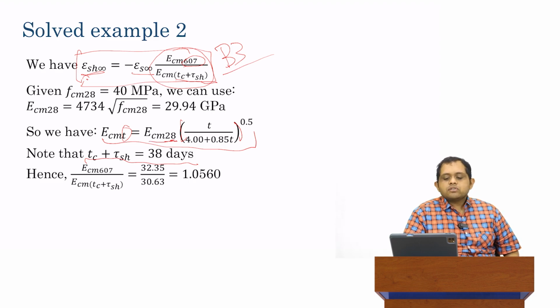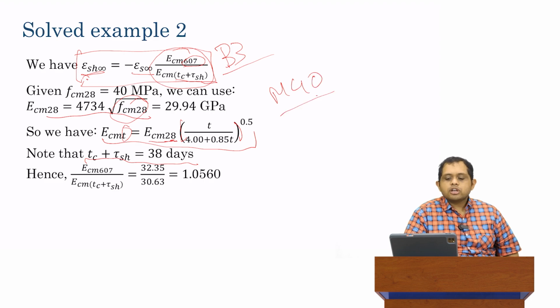ECM at 28 days, since it's not given to us, we have to estimate it. We can estimate it using this formula. So it is some constant into the square root of FCM at 28 days. FCM at 28 days is that M40 which we used. So we simply substitute 40 megapascals over here. Now, one point to note: when you're using an empirical formula like this, you have to be pretty careful with the units. You actually have to read the definitions below the formula and check which units these are. This formula says that FCM has to be in megapascals.